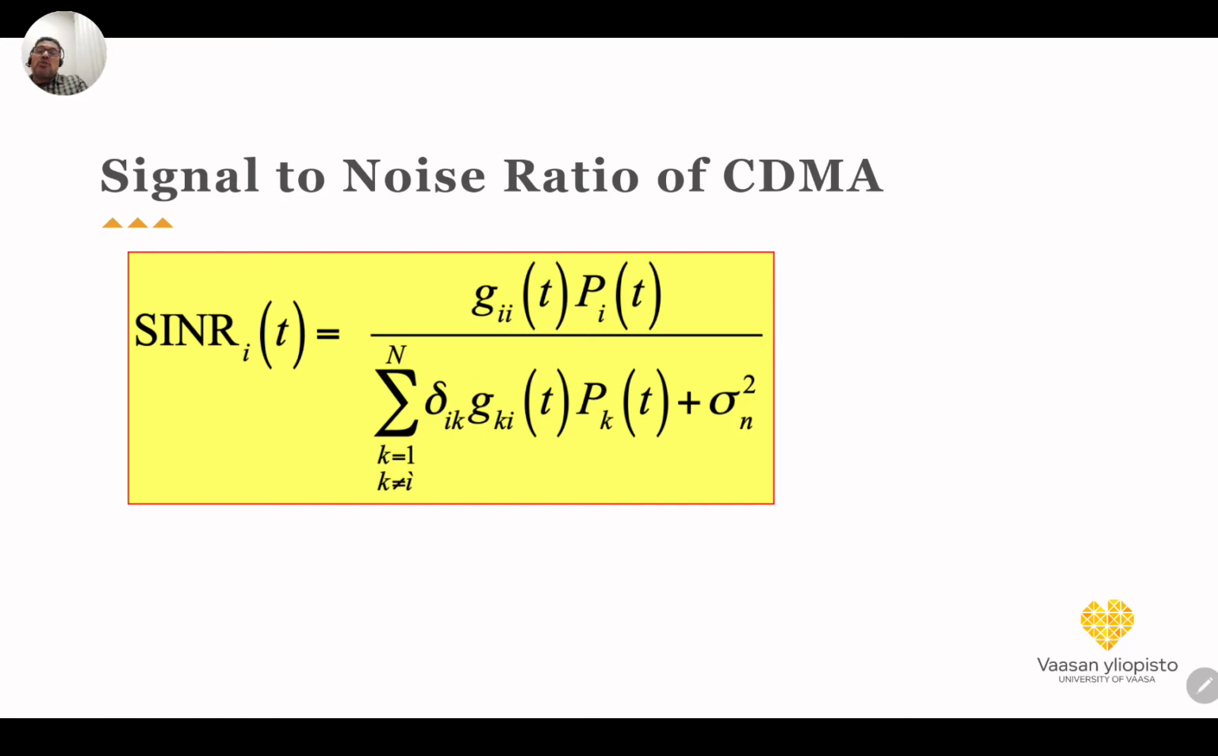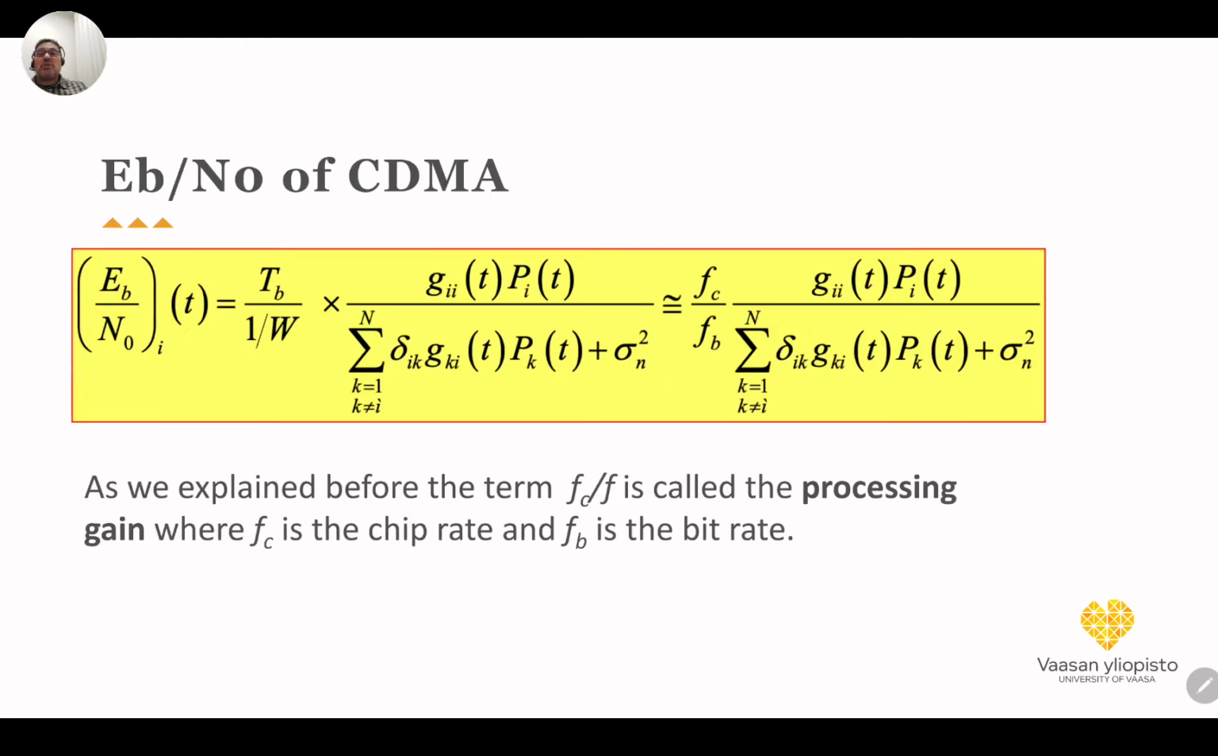We can also define the signal to interference and noise ratio here. This is the received signal of user i, the transmitting power times Jii, divided by the interference part, which is the interference from all other transmitters except user i, plus the additive noise average power. This is called the signal to interference and noise ratio.